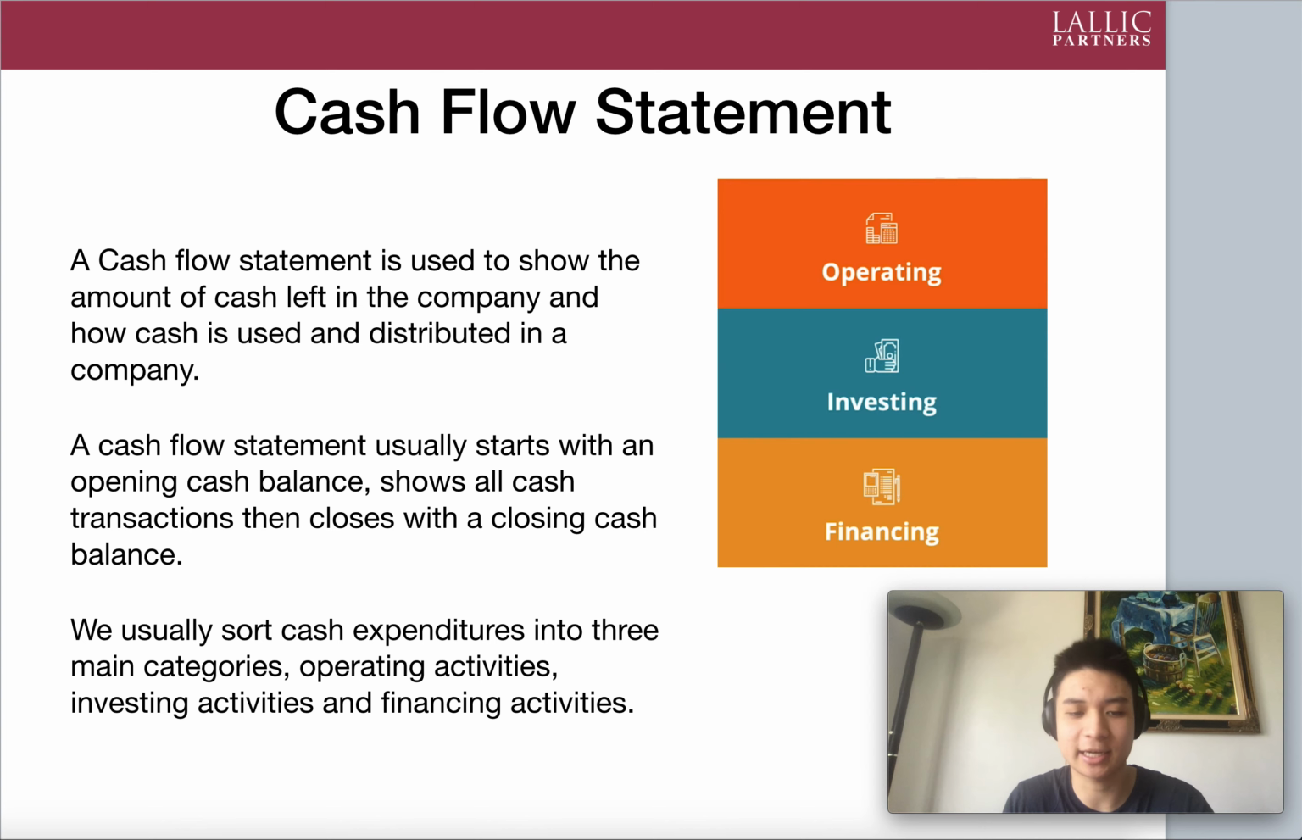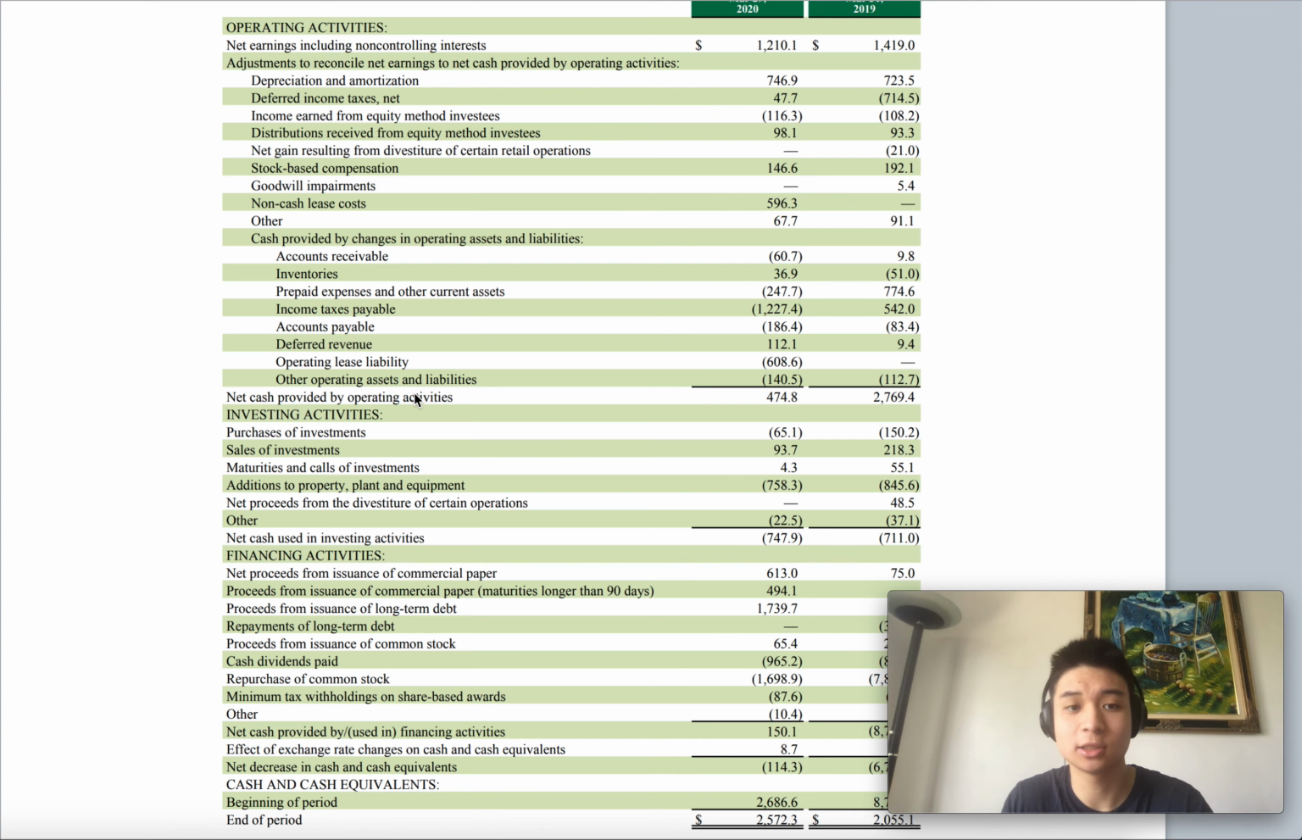And then we can see that in action over here in the Starbucks Q2 2020 cash flow statement. Over here, it's a list of all the operating activities and cash expenditures that Starbucks went through this year. A list of all investing activities here, and a list of all financing activities here. And over here you can see the beginning of period cash flow, so the opening balance of the cash flow statement, and the end of period cash flow, so the closing balance of the cash flow statement.